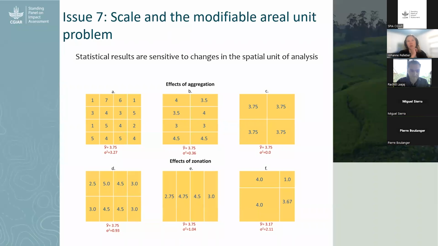Another issue is about scale. Normally with impact evaluation, you have results at just one single scale when it's non-spatial, but when you include earth observation, it involves other possible scales at which you can analyze your work. The modifiable areal unit problem refers to the sensitivity of statistical results to changes in the spatial unit of analysis. So you have aggregation and zonation.